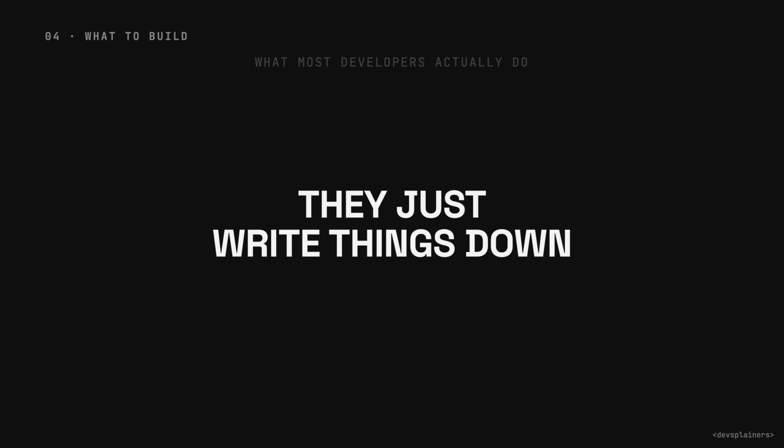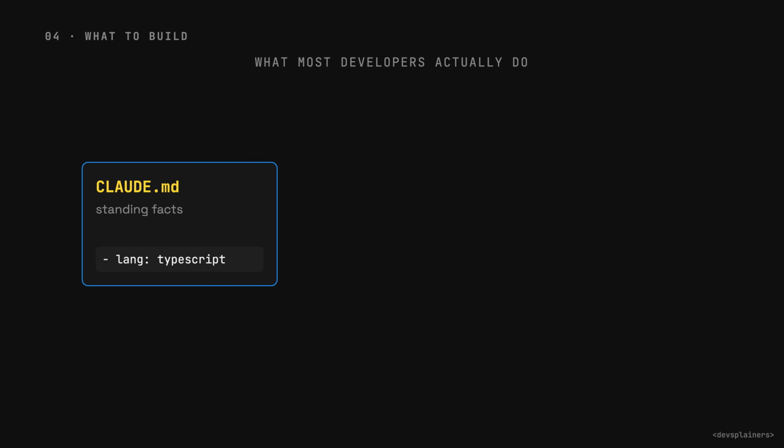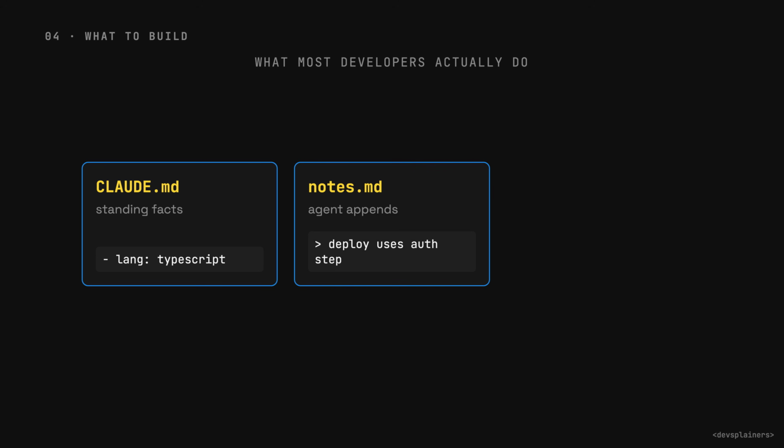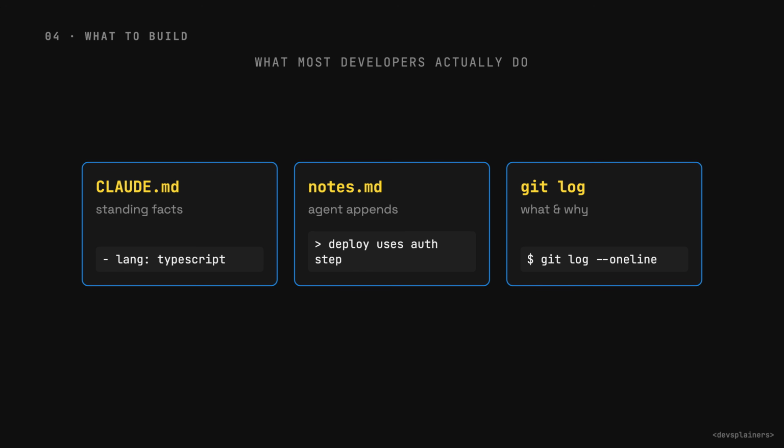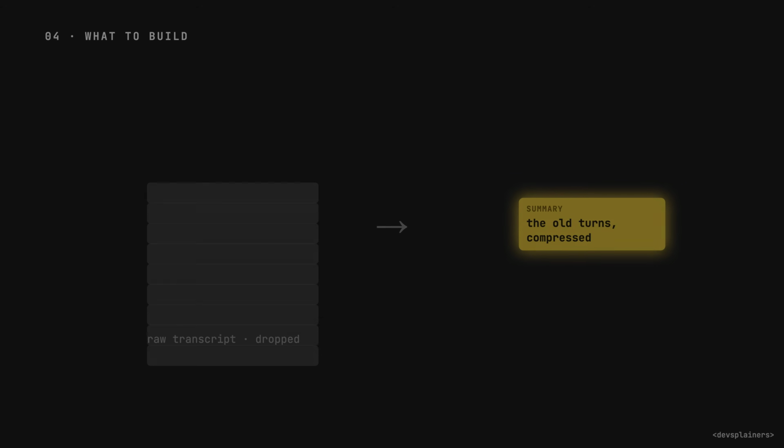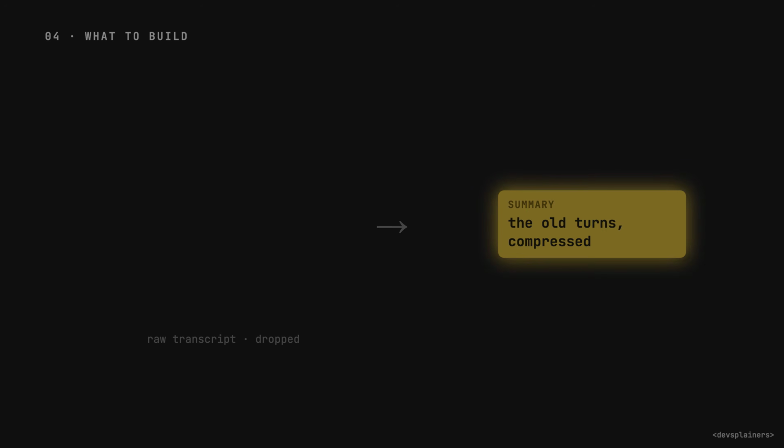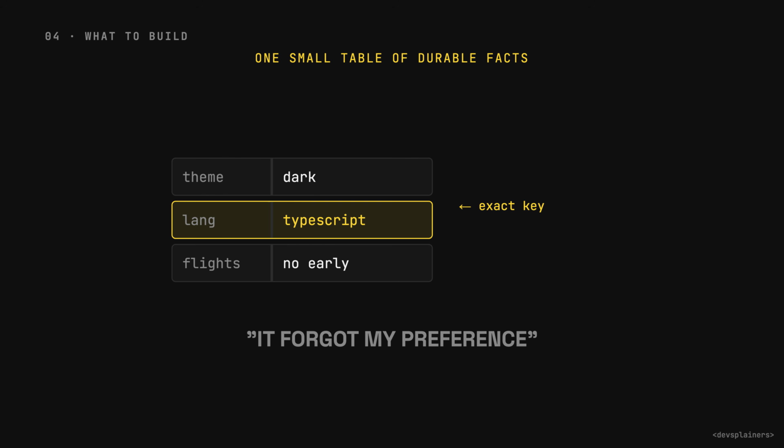Most working developers don't run a memory system at all. They write things down: a CLAUDE.md or AGENTS.md file with the project's standing facts, a notes file the agent appends to, Git history which is already a clean record of what got done and why. When a conversation gets long, summarize the old turns and drop the raw transcript. Add one small table of durable facts per user, looked up exactly and not by similarity, and you've killed the number one complaint, "it forgot my preference," with no vector database in sight.